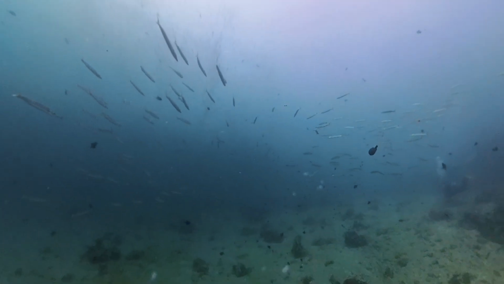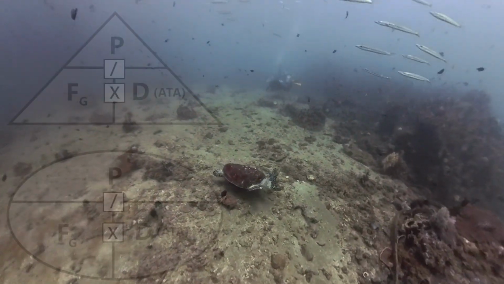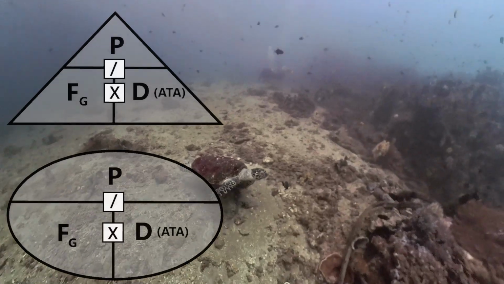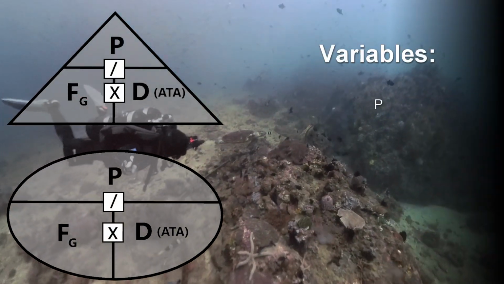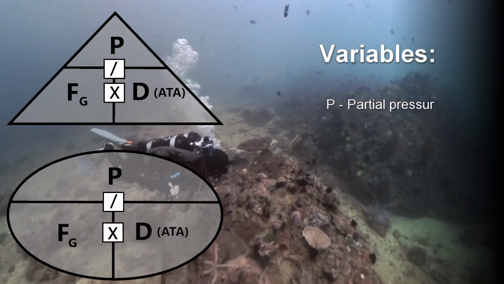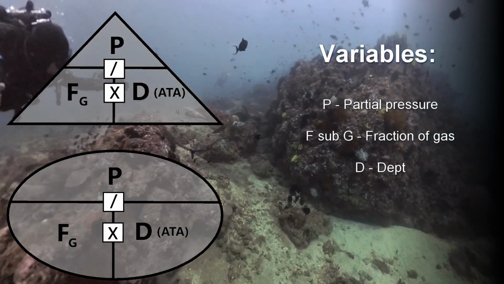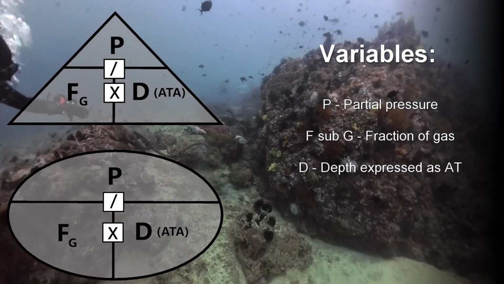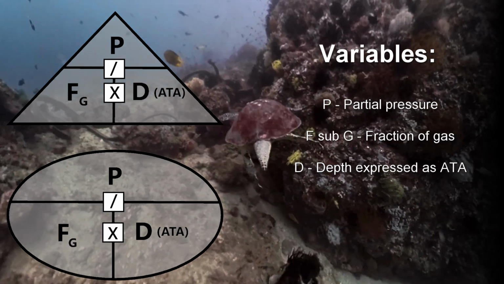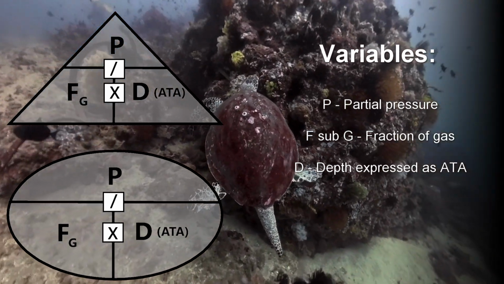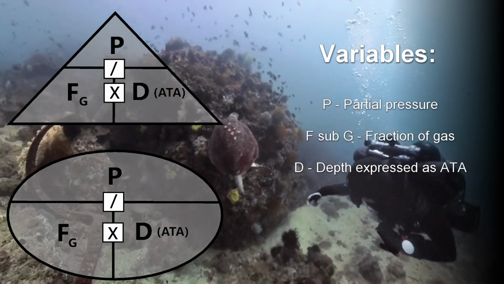The way my A&DP instructor taught me this equation was by using Dalton's triangle. Others might call it the circle T. On top of the triangle is partial pressure, P. On the lower left side is the fraction of gas, F sub G. On the lower right side is depth expressed as ATA. The way this triangle works is that 2 out of the 3 variables must be known to solve for one unknown variable.